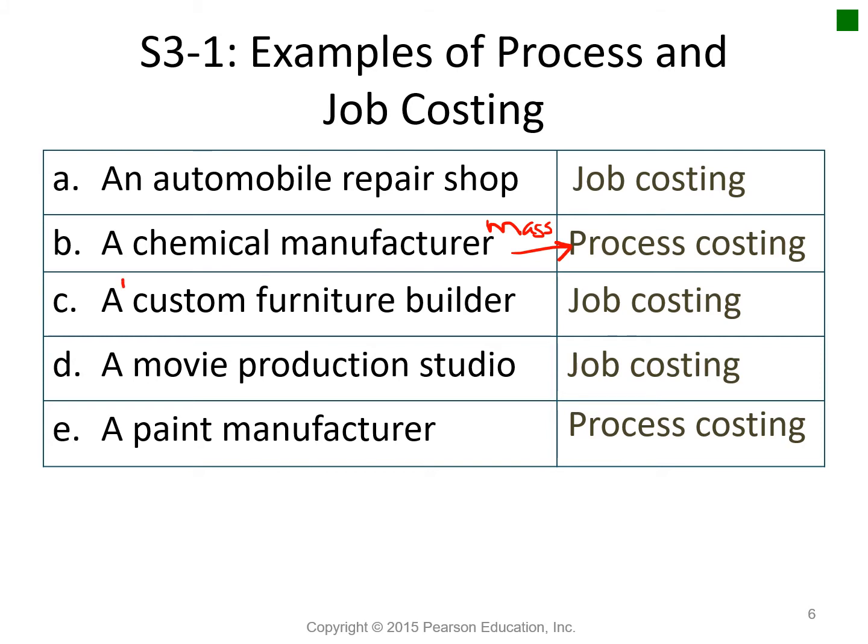Notice they use the word custom furniture. Custom, it's unique. That's job costing. A movie production is also unique. It's custom. That's job order costing. And then finally, a paint manufacturer, that's going to be mass produced. That'll be process costing.